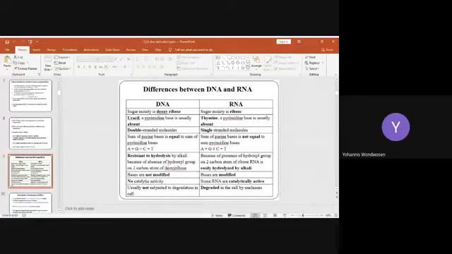The other difference that we have seen is that DNA is resistant to hydrolysis by alkali because of the absence of a hydroxyl group on the 2 carbon atom of deoxyribose. So we can call it deoxyribose sugar. Then in RNA, because of the presence of a hydroxyl group on the number 2 carbon atom of the ribose, it can easily be hydrolyzed under alkaline conditions.